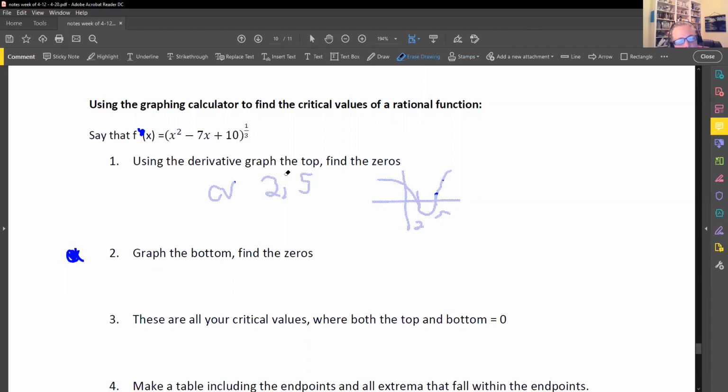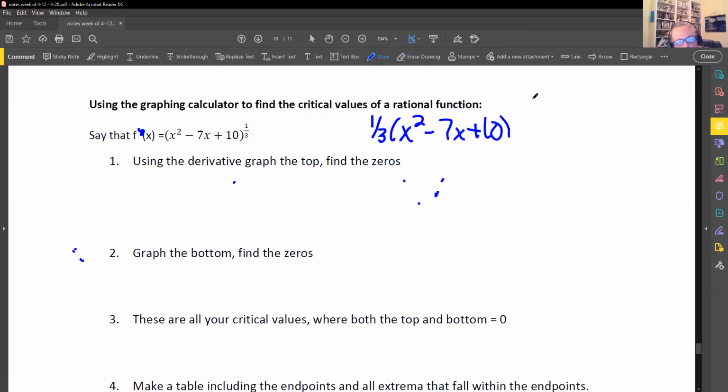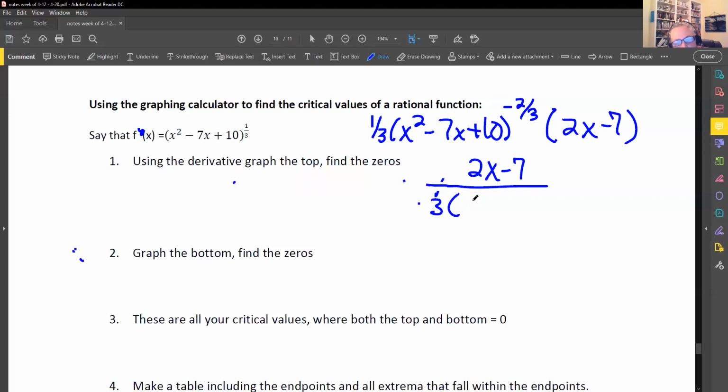Okay, so if I take the derivative, it's 1/3 times x squared minus 7x plus 10 to the negative 2/3 times the derivative of the inside, which would be 2x minus 7. Now I'm going to rewrite this. So this is 2x minus 7 over x squared minus 7x plus 10 to the 2/3.